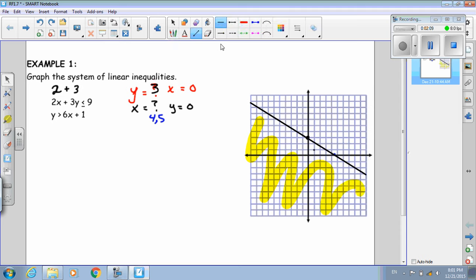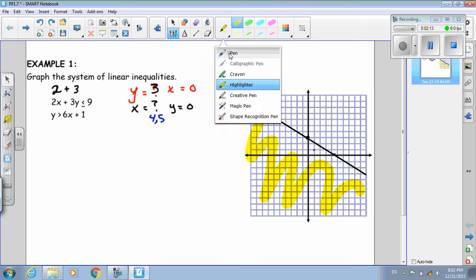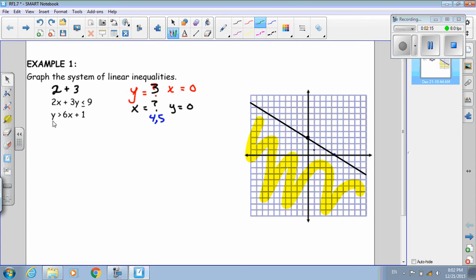Now let's do the same thing for the second inequality. Here I would use the y equals mx plus b method because y is already isolated. So m, my slope, would be 6 over 1. That means I have a vertical displacement of 6 and a horizontal displacement of 1. And my y-intercept is 1. Okay, so let's do that.